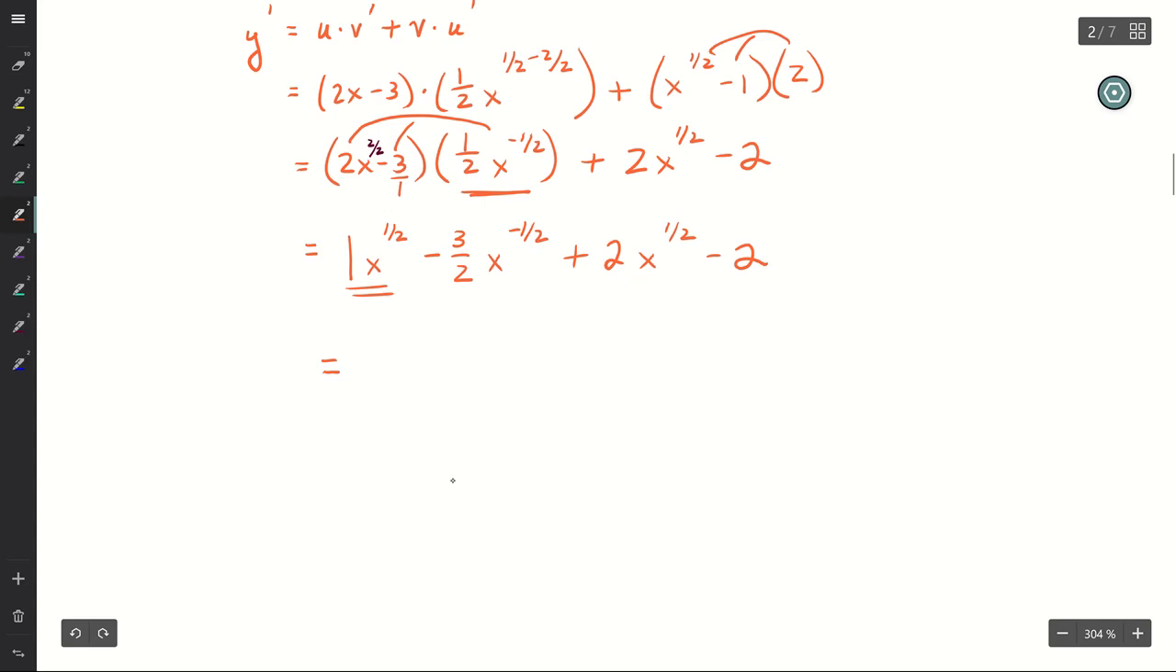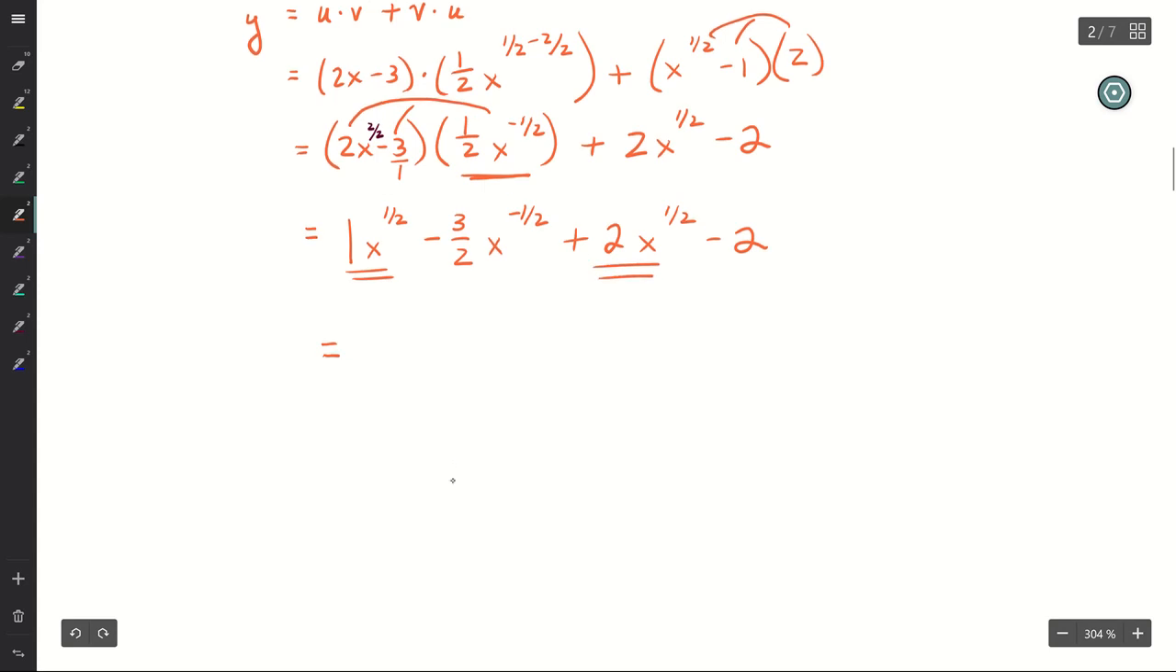We see a like term here. We can add those together. That would be 3x to the 1/2. One thing you do have to be careful about is in these problems, you're both multiplying as well as combining like terms. Remember that when you multiply and you have x to powers, you add your powers together.